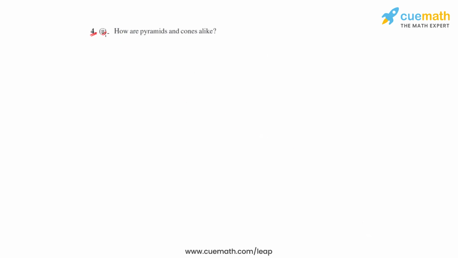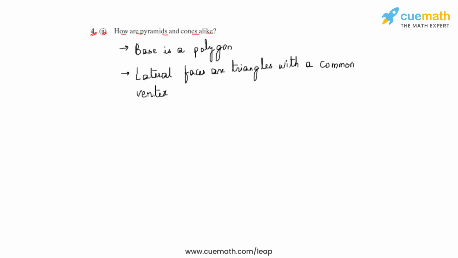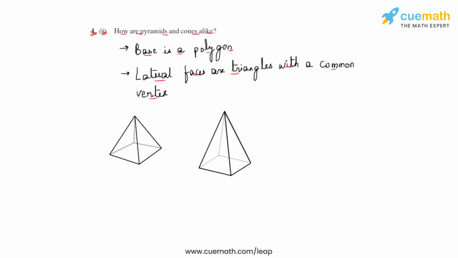Now in the second part of question number 4, we'll have to observe how pyramids and cones are alike. To understand this, let us again list out the properties of a pyramid first. As we can see through these properties, a pyramid is a polyhedron whose base is a polygon. Also the lateral faces of a pyramid are triangles with a common vertex. Let us take a few examples of pyramids to understand these properties.